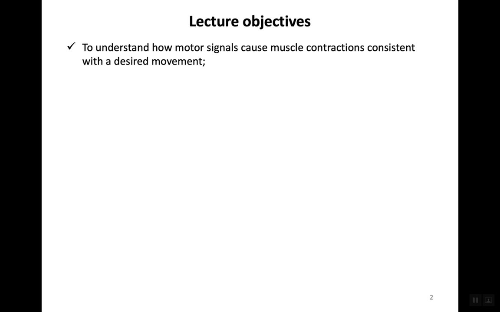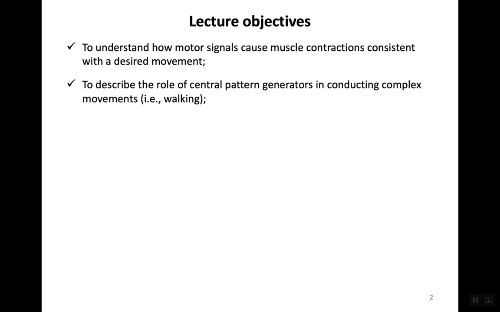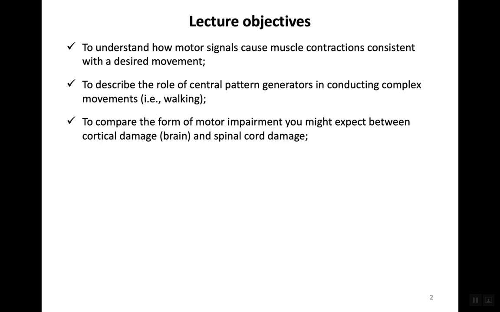So to briefly go over the lecture objectives, we will look into understanding how motor signals can cause muscle contractions that yield a desired movement. We'll try to describe the role of so-called central pattern generators in conducting complex stereotypical voluntary movement, such as walking.